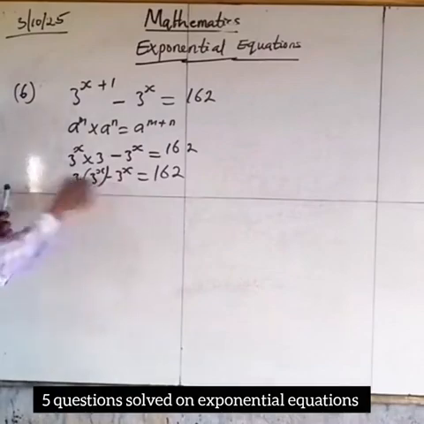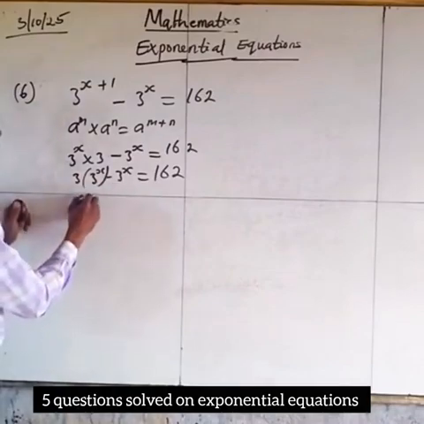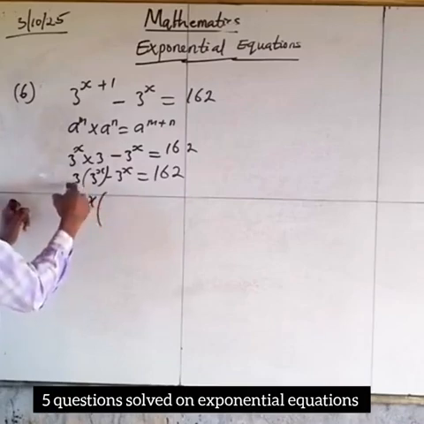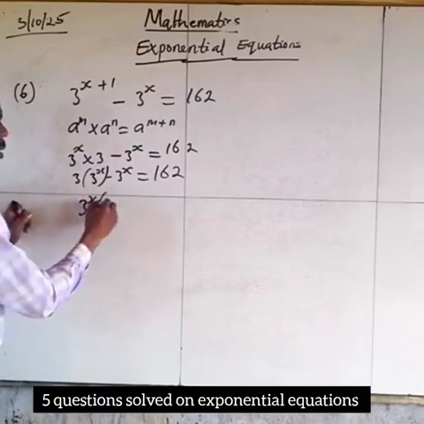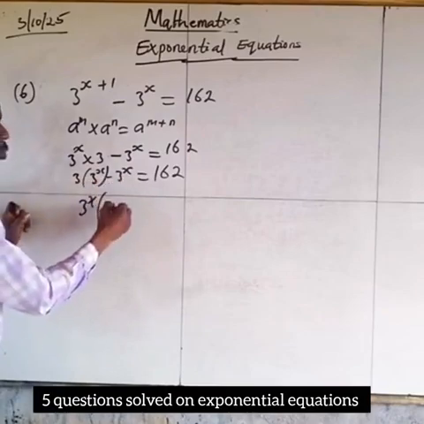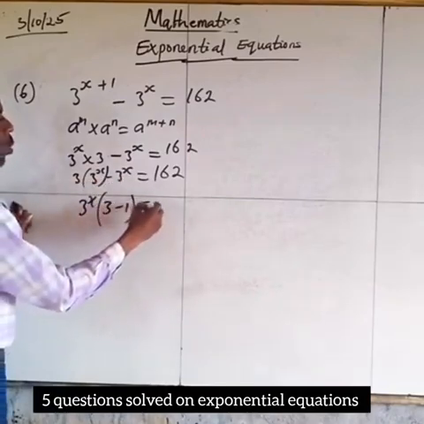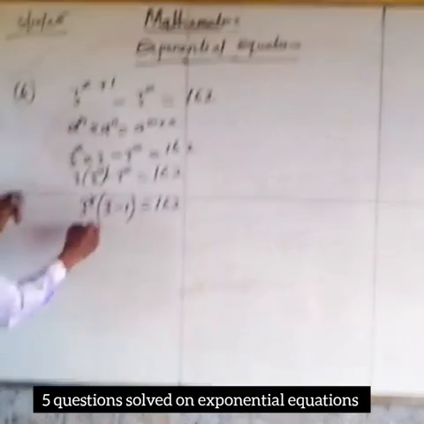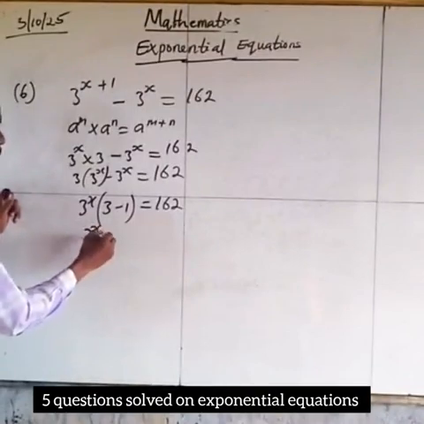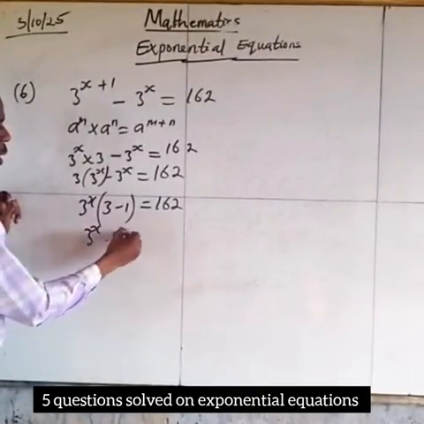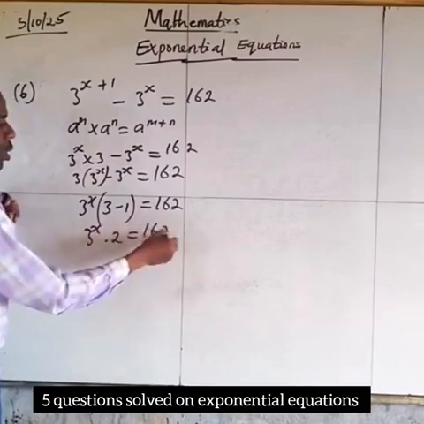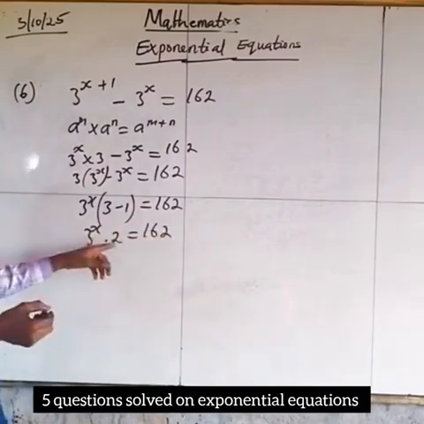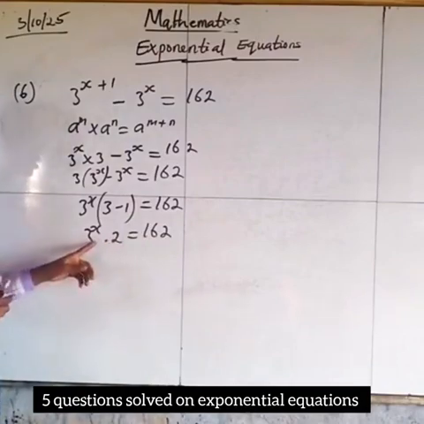If I bring it out, I am going to have 3 raised to the power x. Then 3 will be left here, right? 3. Then if I remove this here, it becomes 1, minus 1, equal to 162. Let's go. So we have 3 raised to the power x times 3 minus 1, which is 2, equal to 162. Now let us remove this from here so that we can have this one separately.